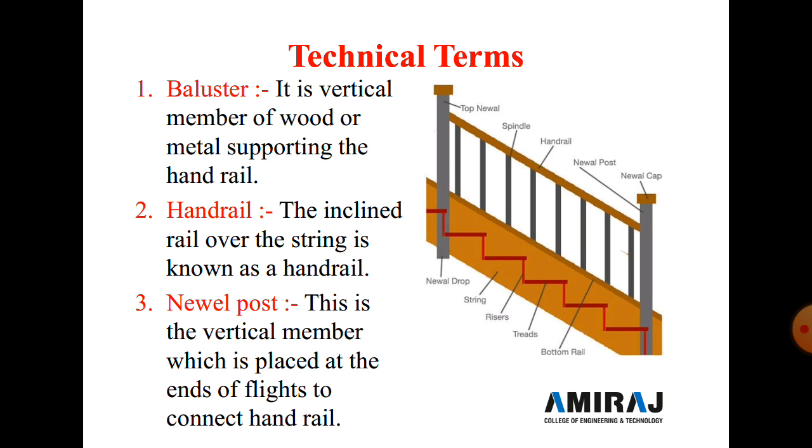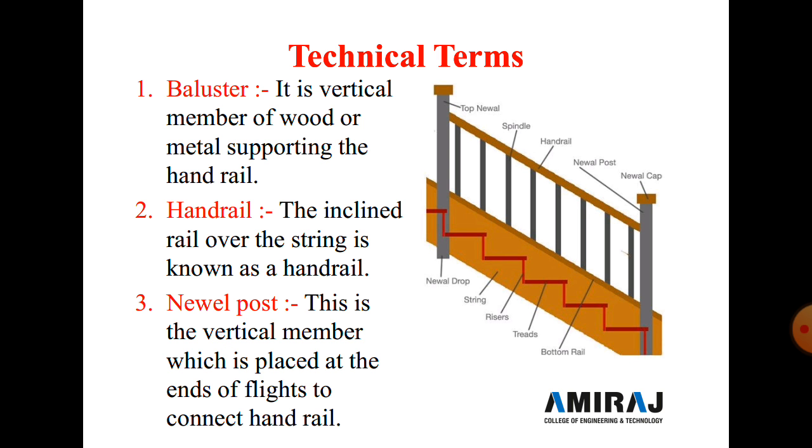One by one we discuss the technical terms. The first technical term is baluster. It is the vertical member of wood or metal supporting the handrail. See this figure. The gray vertical lines show the vertical members of wood or metal which support the handrail, known as balusters.